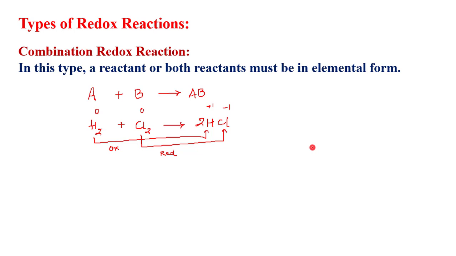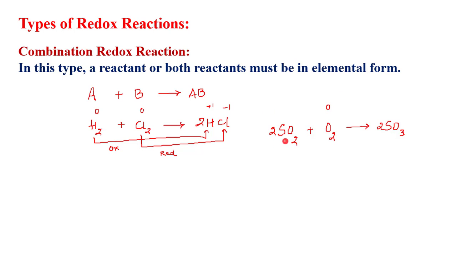Okay, one more example. If I take sulfur dioxide, when it combines with oxygen, it produces sulfur trioxide, right? So if I take this as A, this as B, and this will be the product AB. Here, out of the two, only one is in elemental form. Oxygen is in elemental form, O2, because it is combined with its own atom. For elemental oxygen, we take it as 0.